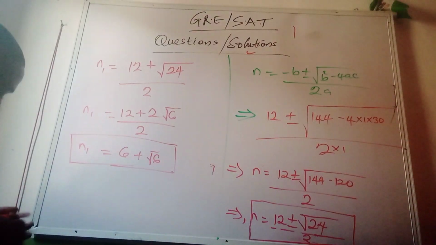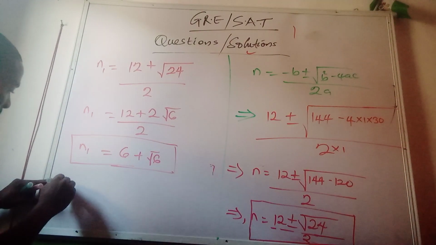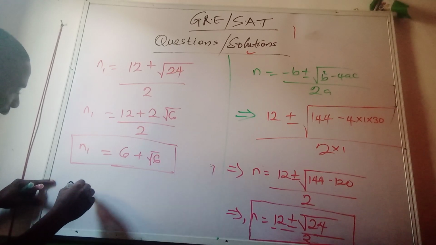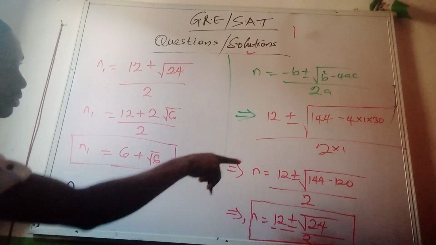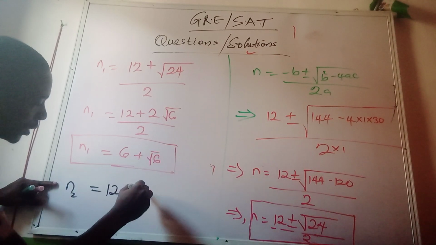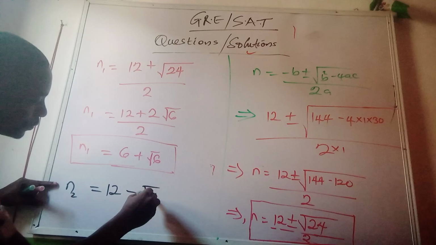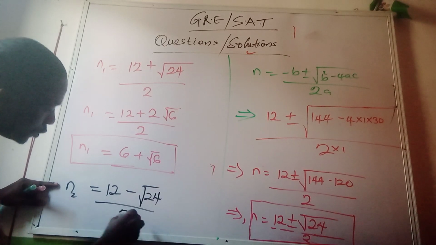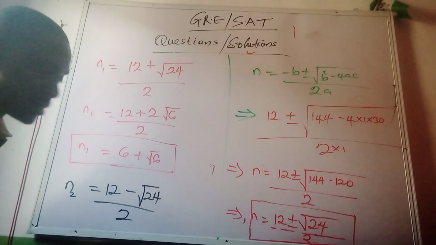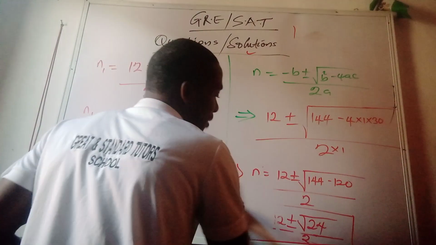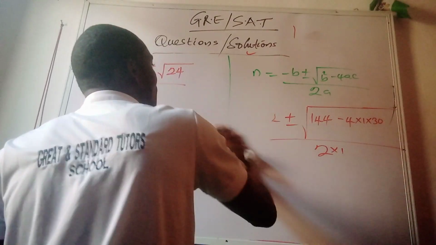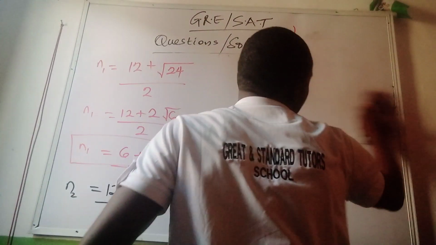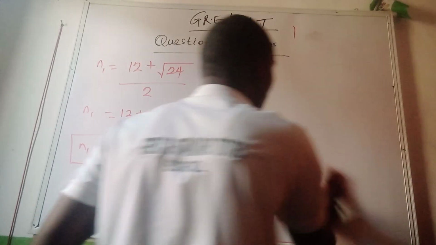What about the second n? The second n is when I'm using minus. I can have 12 minus root 24 all over 2. I've set my camera, so that's why I don't bother looking at it again, because I know it covers all the board. That's one of the mistakes I should be mindful of.